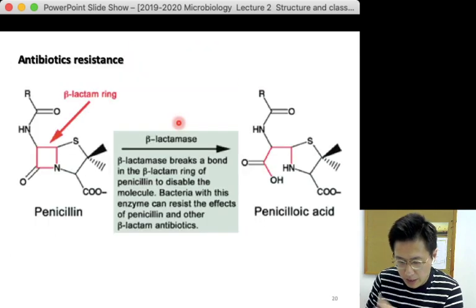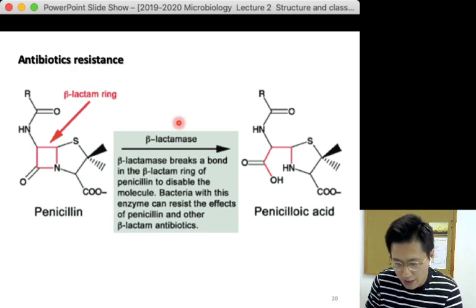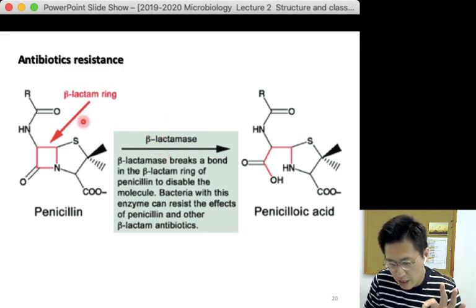However, bacteria can secrete something to protect themselves. The second generation of bacteria, the offspring, learn the hard lesson. How do they learn it? They secrete an enzyme, beta-lactamase. This enzyme breaks the penicillin ring. When we take penicillin, the bacteria will secrete an enzyme to disable and break the ring here.